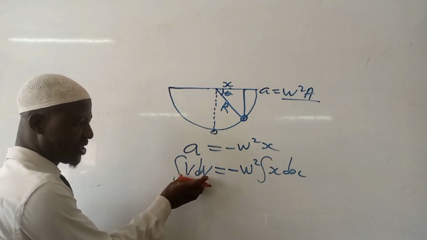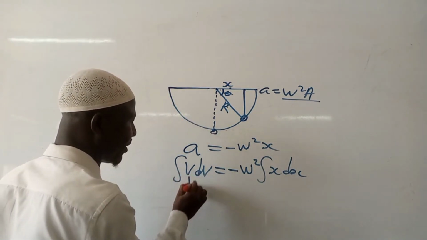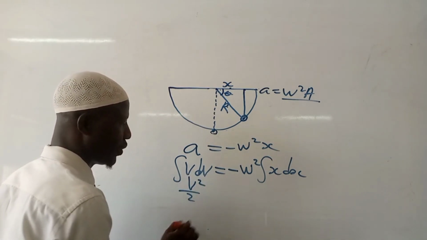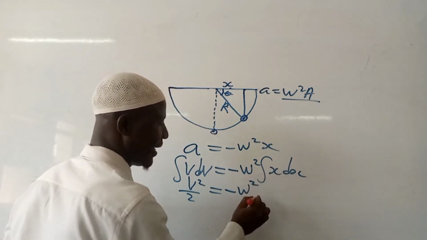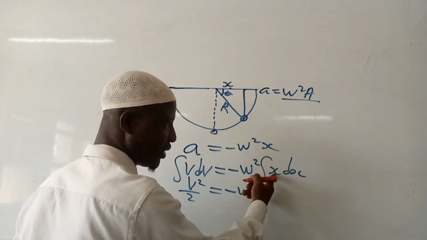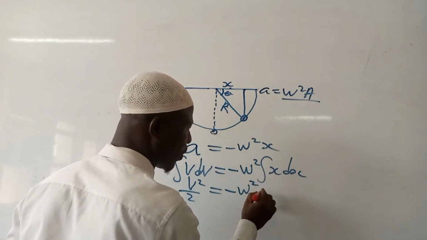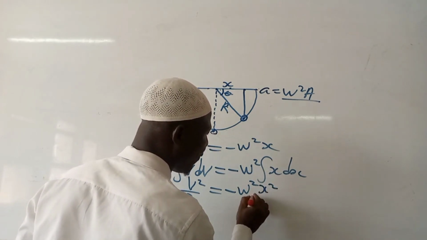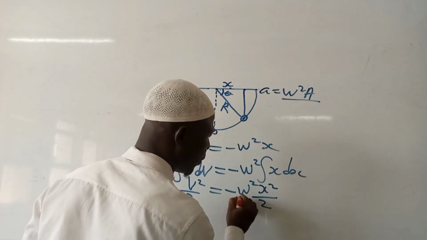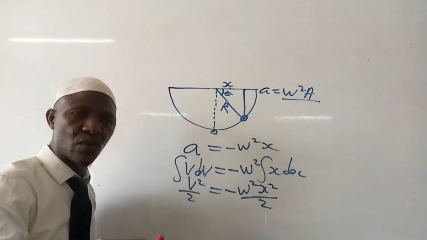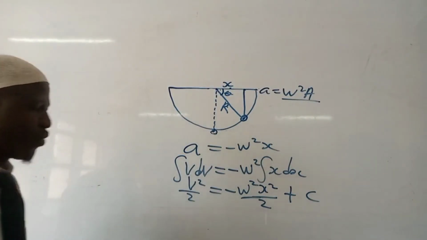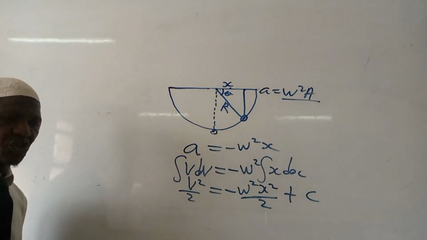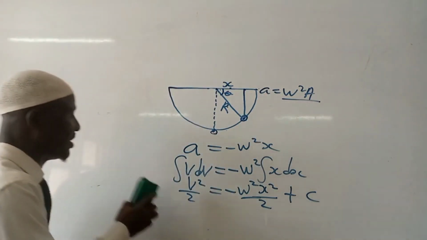Then when you integrate this one, it will give us v square over 2 is equal to minus omega square. Then integrating x with respect to x will give us x square over 2. Then when you are integrating, you have to put a constant, plus c. Now what will be the value of c? In that case, you have to look for the value of c.